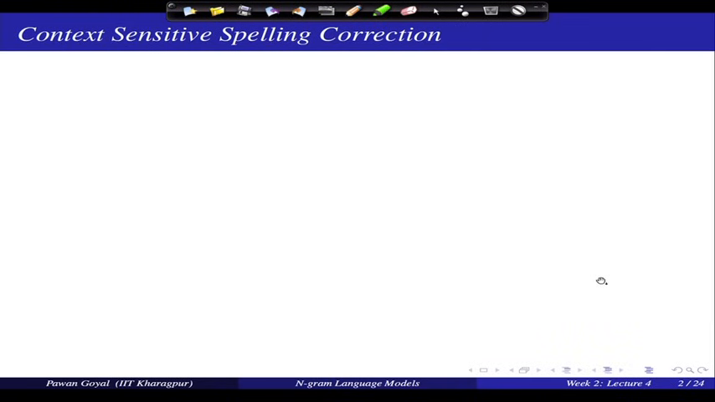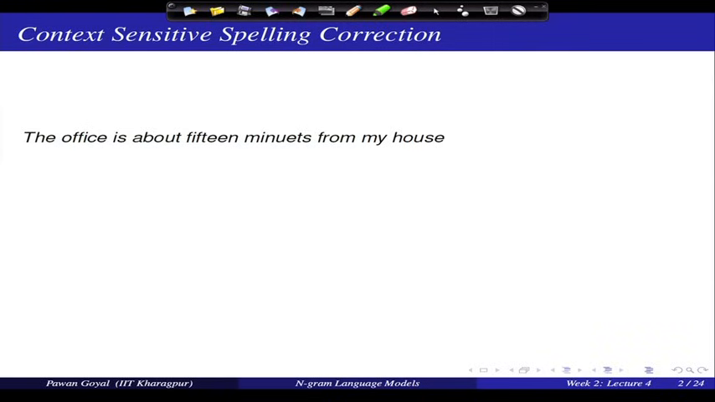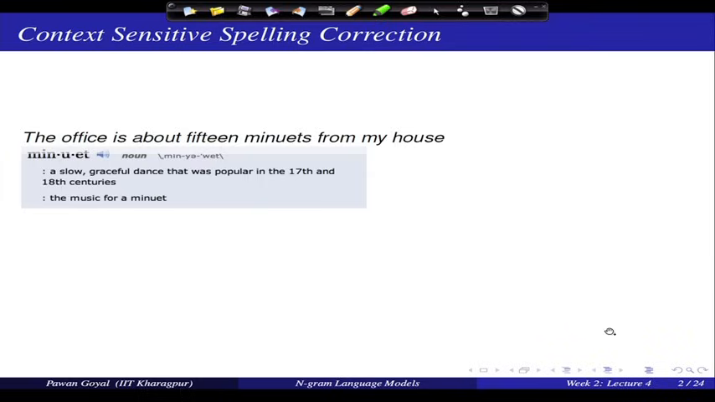Okay, so I'll start with the motivation of context-sensitive spelling correction. That was the topic of just the previous lecture. So suppose I have the sentence, the office is about 15 minutes from my house. Here you can clearly see that there's a spelling error. Minutes has been typed as minuet. But suppose the word minuet is also in my vocabulary. I see my vocabulary and I find that minuet is some sort of slow graceful dance that was popular in the 17th and 18th centuries. So this word is in my vocabulary.